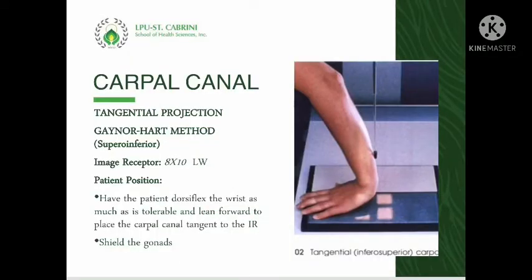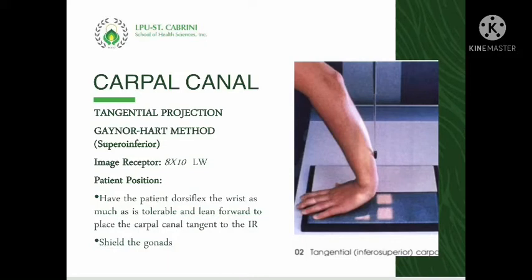Another tangential projection of the Gaynor-Hart method is the superior-inferior. Here, the patient is standing at the end of the radiographic table with the wrist in dorsiflexion as much as possible. The patient should also lean forward so that the carpal canal will be placed tangent to the IR.